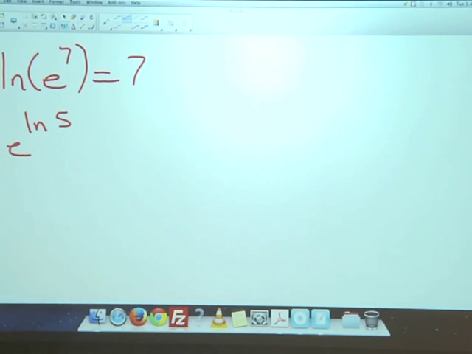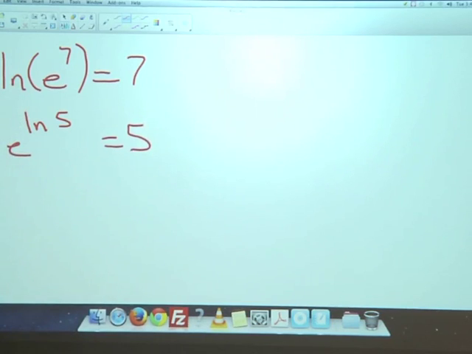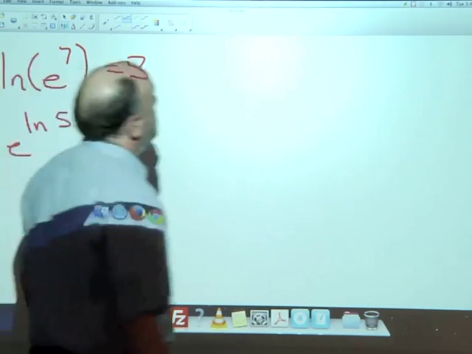What's that going to give me? Well, it works exactly the same way. I get 5, because again, e and natural log are opposites of each other. Right? All right?